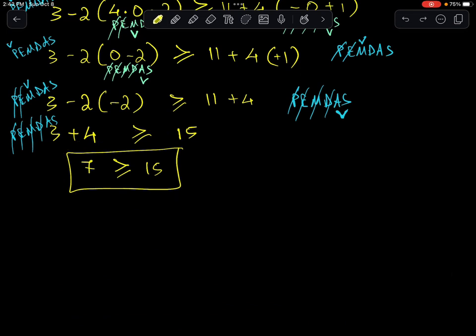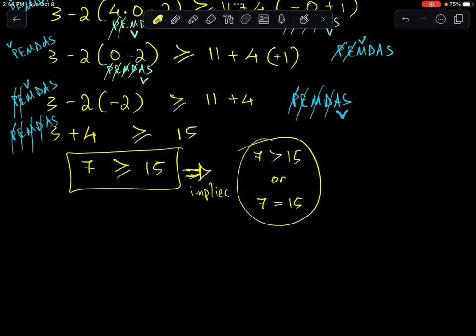But what's written here really means that. So this double arrow means implies. So what's written here really implies or means the following: 7 greater than 15 or 7 equal to 15. If any one of those is true, then the whole statement is true. Now let's see.